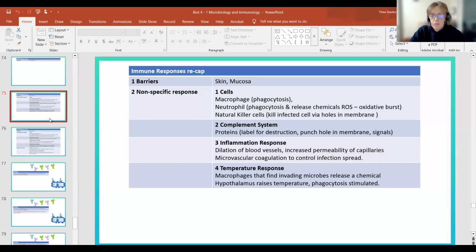So what this can do is it can dilate the blood vessels, which means all of these circulating immune cells, proteins, whatever, can get to where they need to get quickly. The inflammation response also increases the permeability of the capillaries. So that means things can get in and out of the capillaries easier, things like white blood cells particularly. So that helps. And they can also cause something called microvascular coagulation.